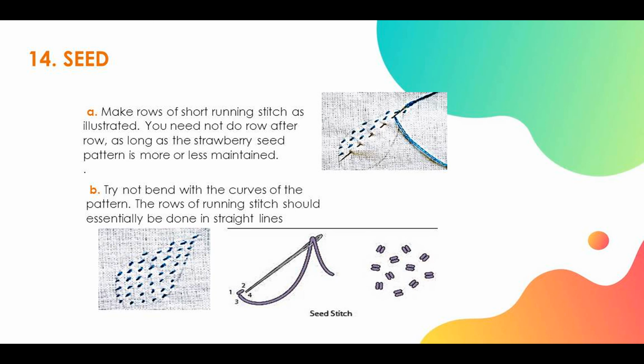14. Seed stitch. A. Make rows of short running stitches as illustrated. You need not do row after row, as long as the strawberry seed pattern is more or less maintained. B. Try not to bend with the curves of the pattern. The rows of running stitch should essentially be done in straight lines.